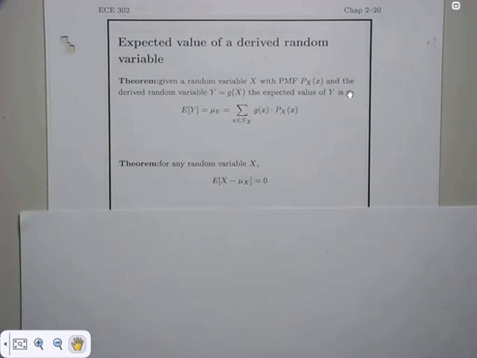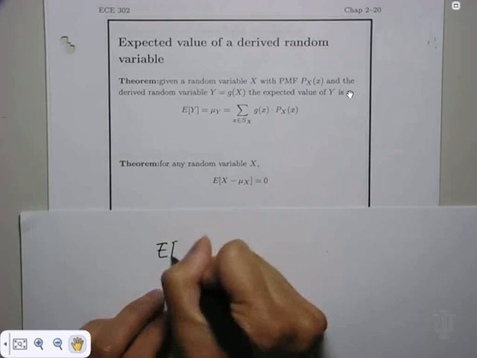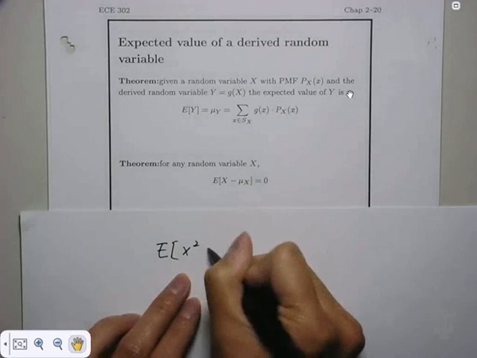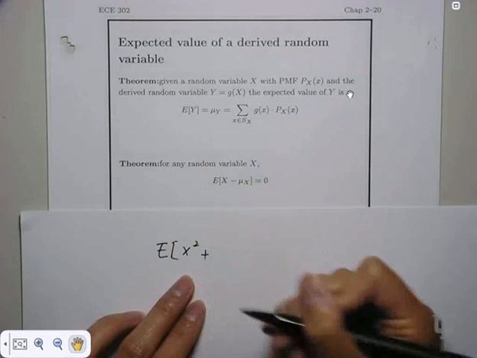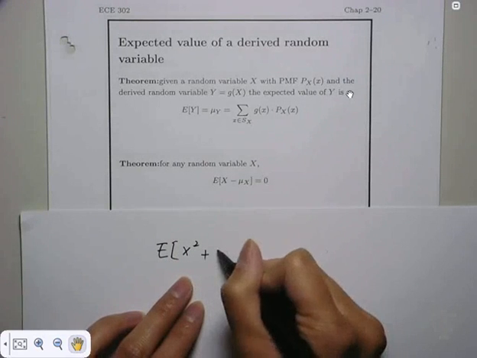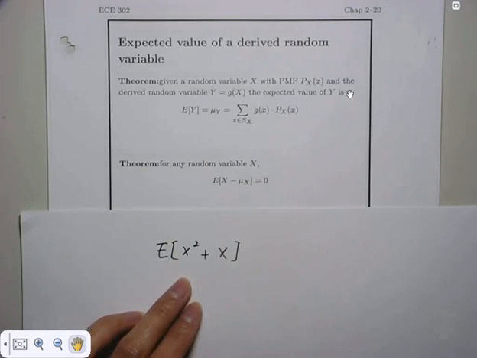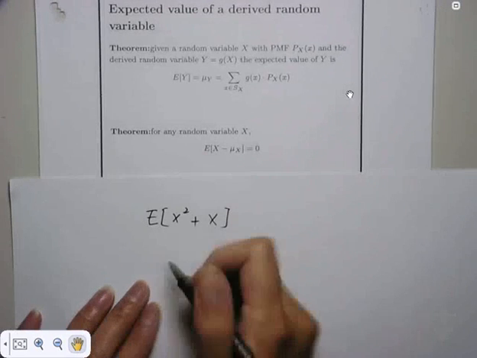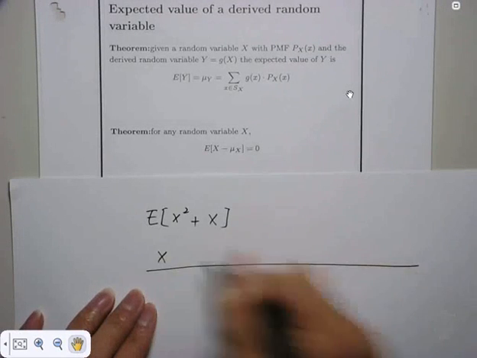But show how to maybe like the expectation of x cubed plus x squared plus x. So for example, we still have the same x.